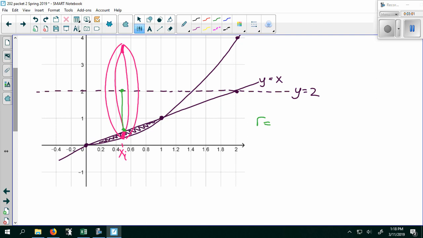Jot that over here. So that is the distance from y equals 2 to y equals x, so it is 2 minus x. And then big R, I'll do that in another color. Big R is the distance from the center to the far end of my representative rectangle. That's the distance from y equals 2 to y equals x squared. So it's 2 minus x squared.